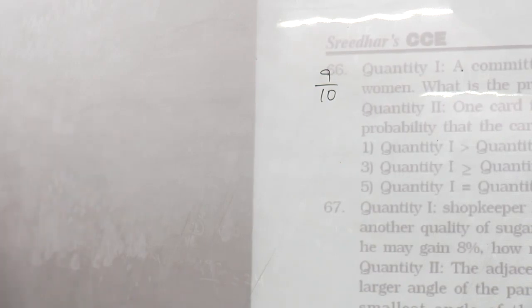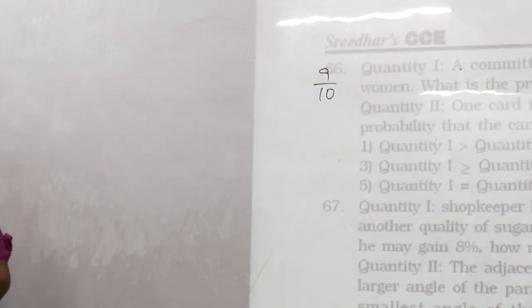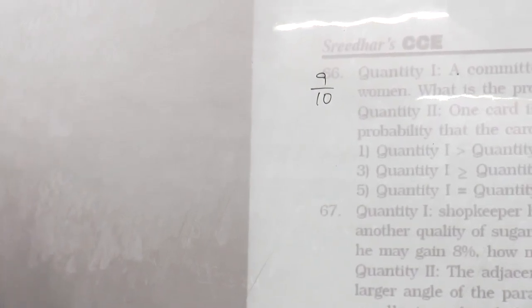Next, 1 card is drawn at random from the pack of 52 cards. What is the probability that the card drawn is a face card? Jack, Queen, King. So how many face cards will be there out of 52 cards?